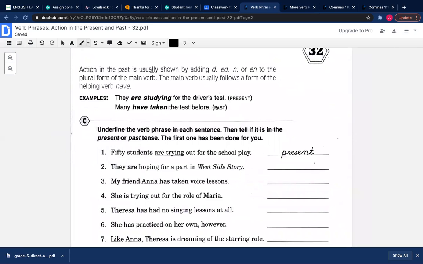Action in the past is usually shown by adding a D, an ED, N, or EN to the plural form of the main verb. The main verb usually follows a form of the helping verb have. For example, they are studying for the driver's test. That's our present tense. Many have taken the test before. That's our past tense.